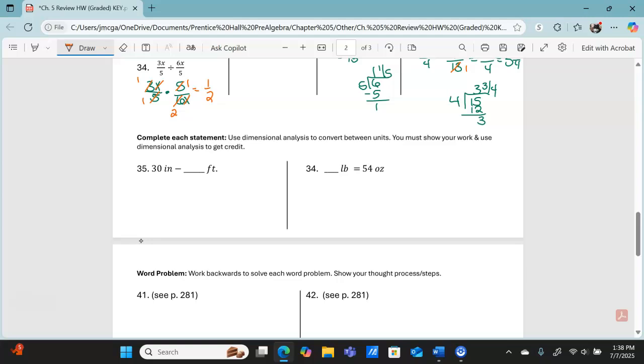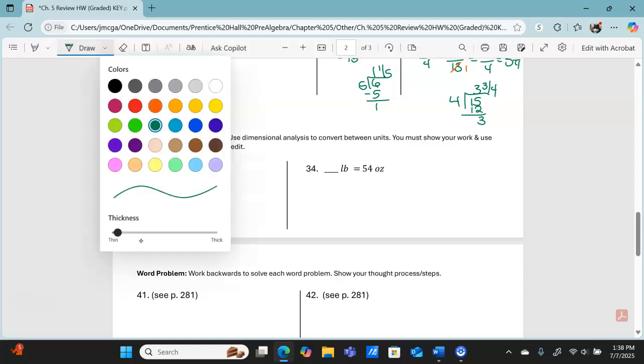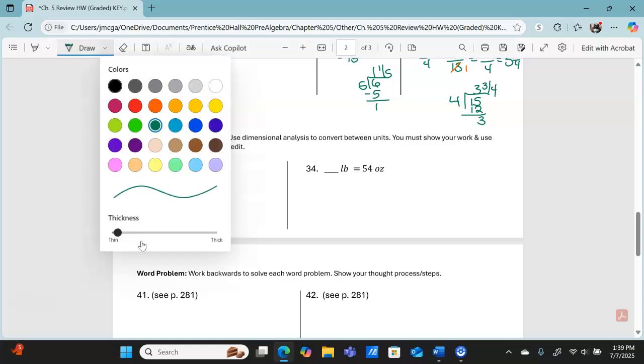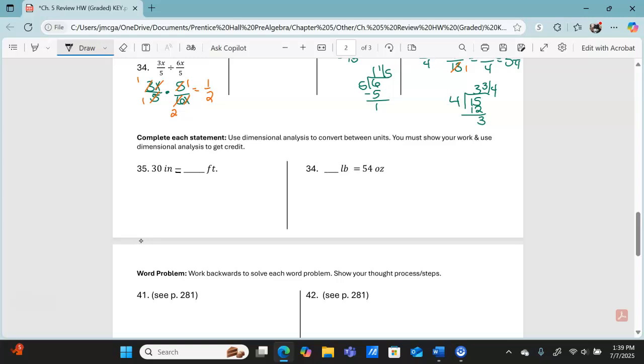And then in this set, we have to use dimensional analysis to convert between units. Yes, you must use dimensional analysis. And that should be an equal sign right there. So 30 inches. And then we're going to take that and multiply it by, we're going to put inches down here and feet up here. There are 12 inches in 1 foot.